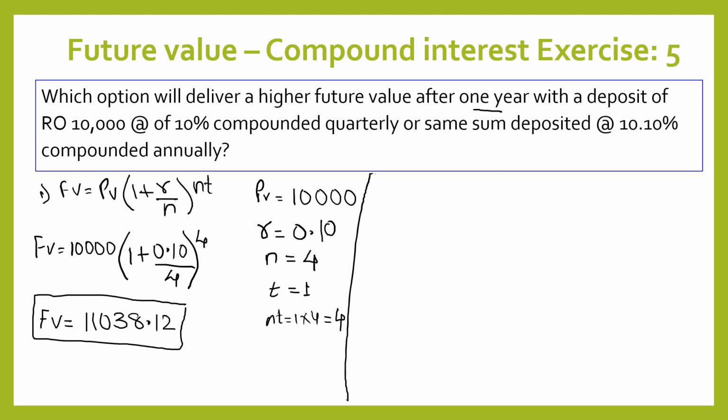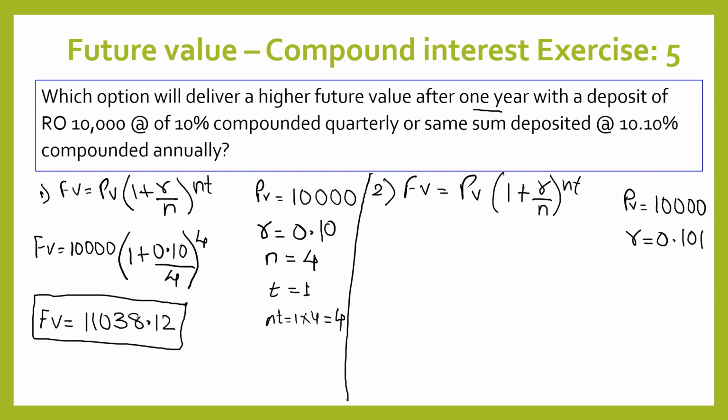Similarly, we will be doing it for option 2. Again we will write the formula. Future value is equal to present value, bracket 1 plus r divided by n, power of nt. Now we will write the values. Our present value is again the same amount, 10,000. The rate of interest here is different, 10.10%, so it will be 0.101. Be careful about this. Then what is my n? It is compounded annually, so n will be 1. T is 1, so my nt will be 1 multiplied by 1, that is 1.